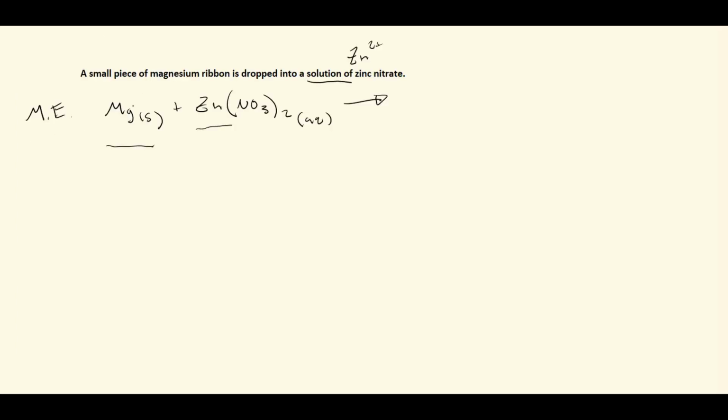So when this happens, magnesium is going to kick zinc out. So we get magnesium nitrate, because magnesium also is a 2+ ion.